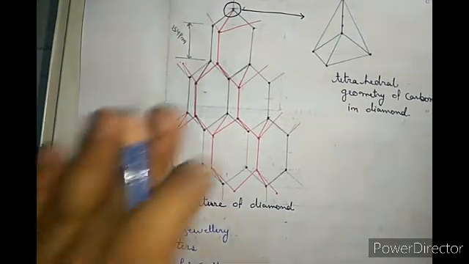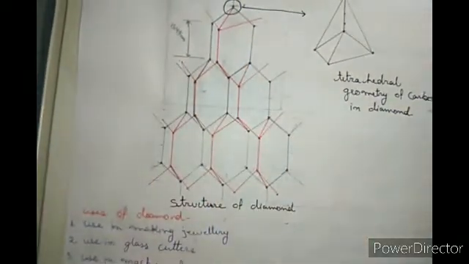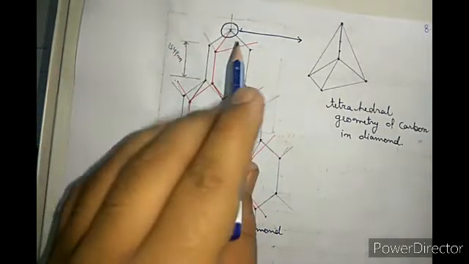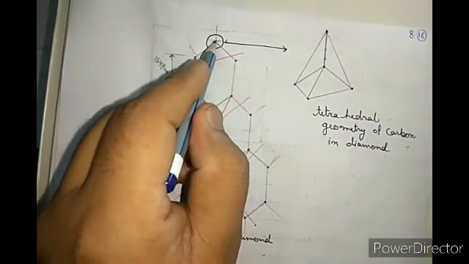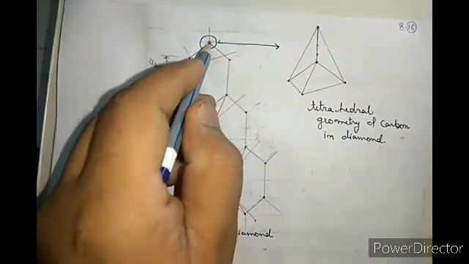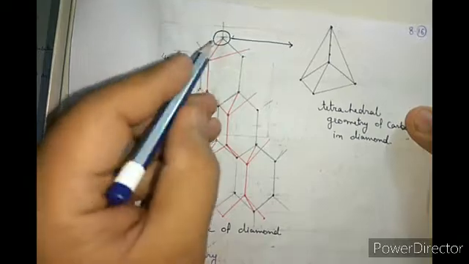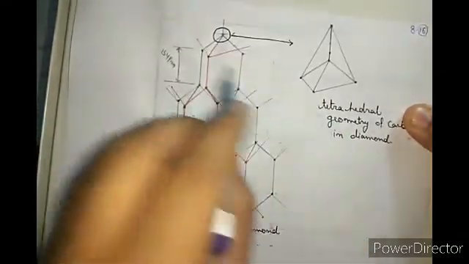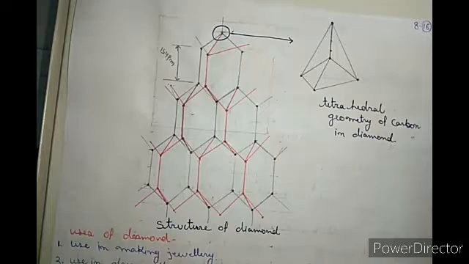So in that way you get a little bit three-dimensional diagram. Here, if we consider each carbon atom, suppose I am considering this carbon atom, then this carbon atom is attached with four other carbon atoms: one carbon here, one here, one here, and one here. That means in diamond, each carbon atom is bonded with four carbon atoms in tetrahedral geometry.